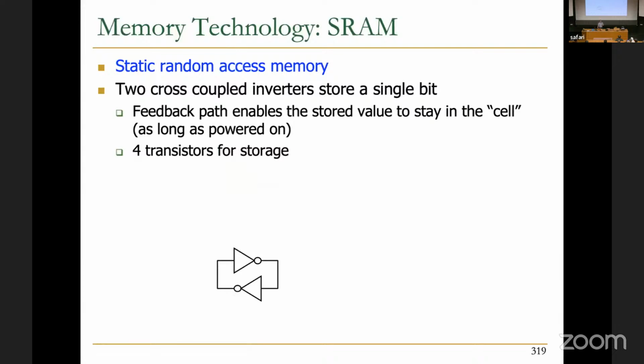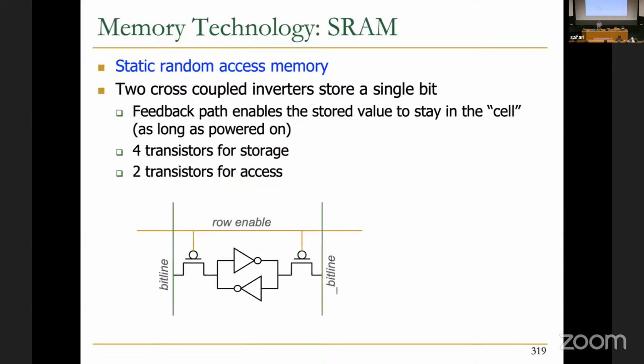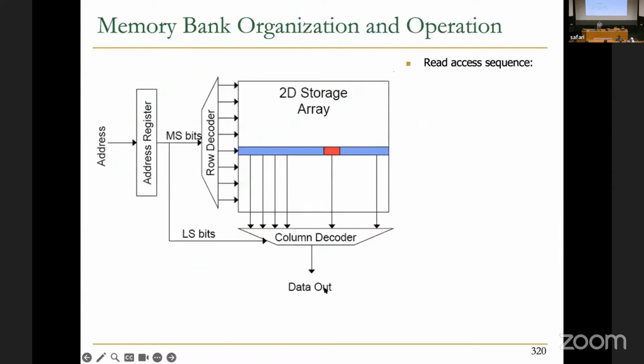Static random access memory essentially is another technology. This is one way of implementing it. Essentially, you have a cross-coupled inverter that traps the charge, and you've seen this probably in your digital design lectures. You have 4 transistors for storage, in this case 2 transistors for access, but in modern technologies it could be 8 transistors also. And in this case you do differential sensing with bitline and bitline bar.